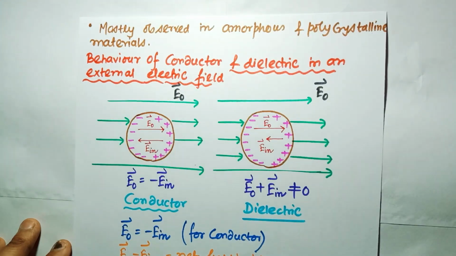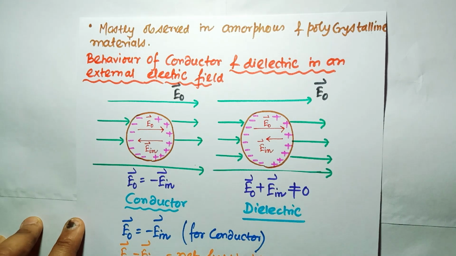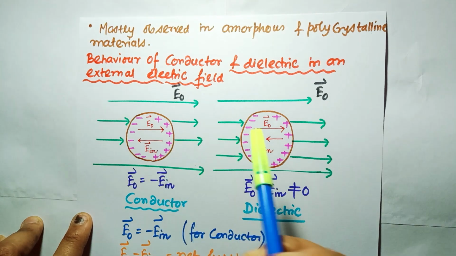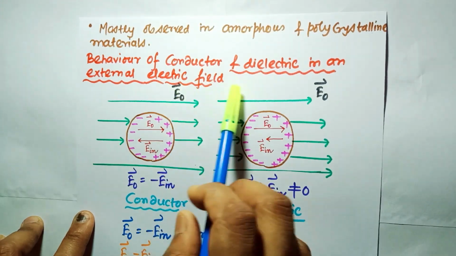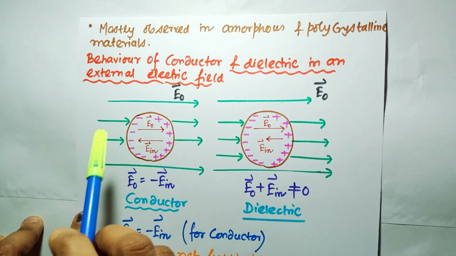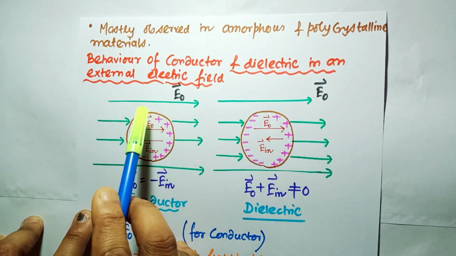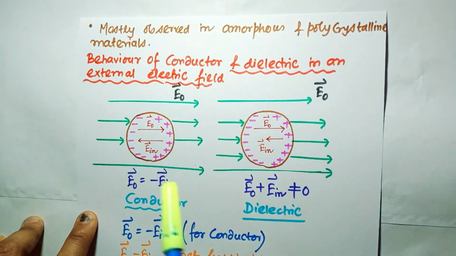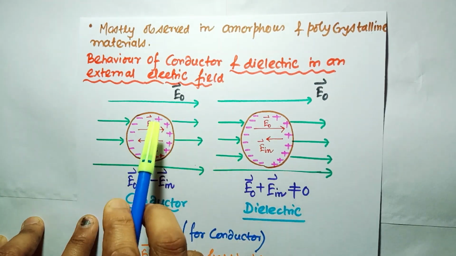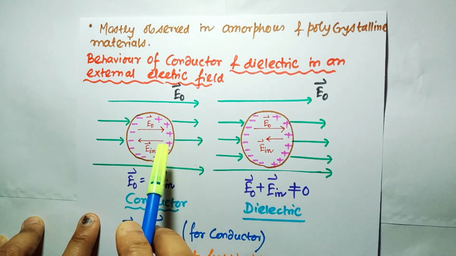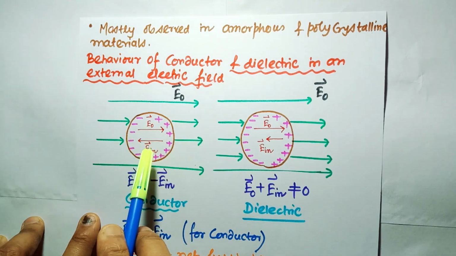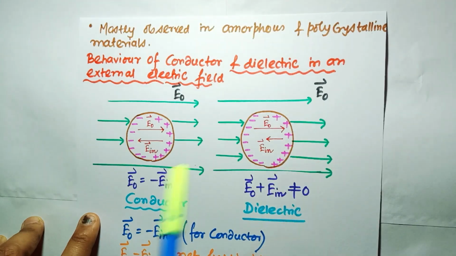So now we'll try to understand one important phenomenon, and I will try to find the behavior of one conductor and one dielectric material when they are placed in an external electric field. You can see from the figure, this is the external electric field E0, and I have placed one conductor here in the left side, and this is one dielectric in the right side.